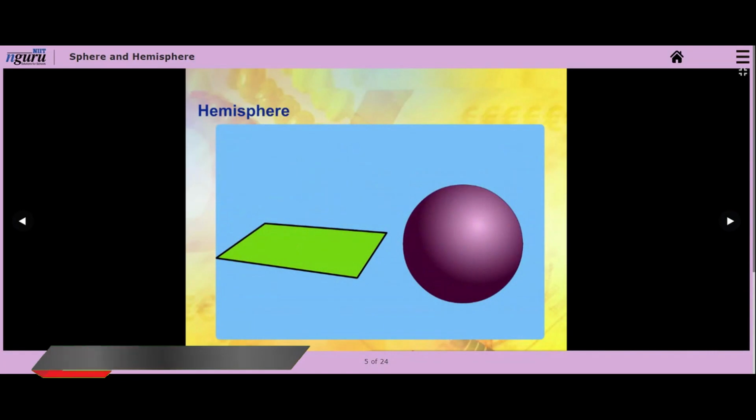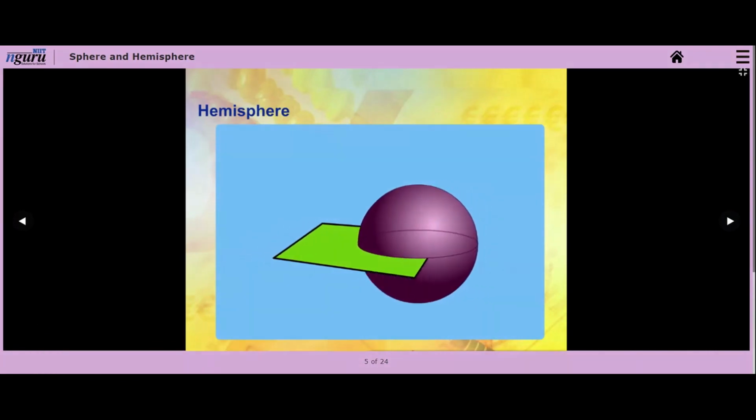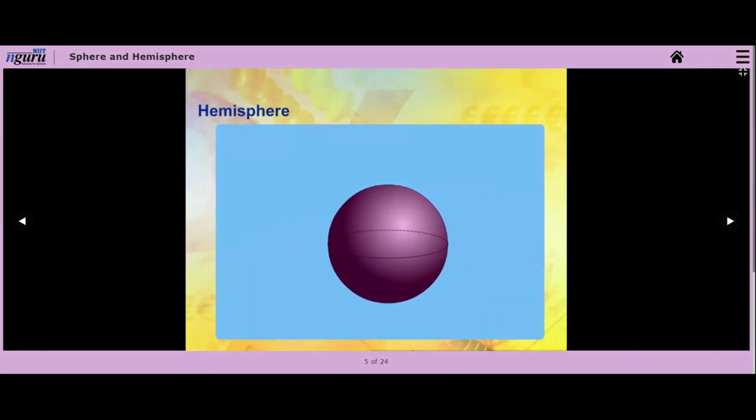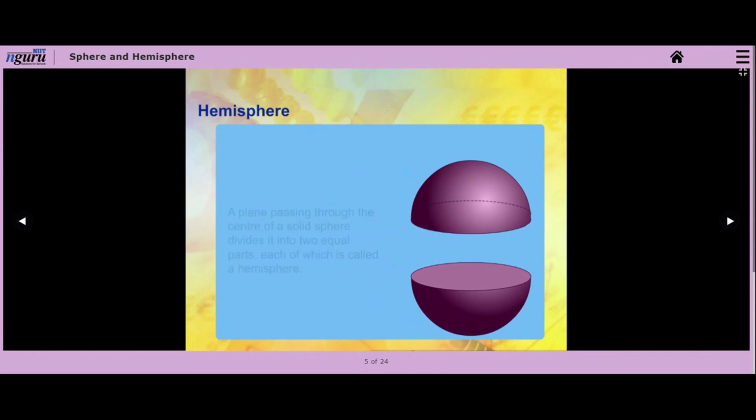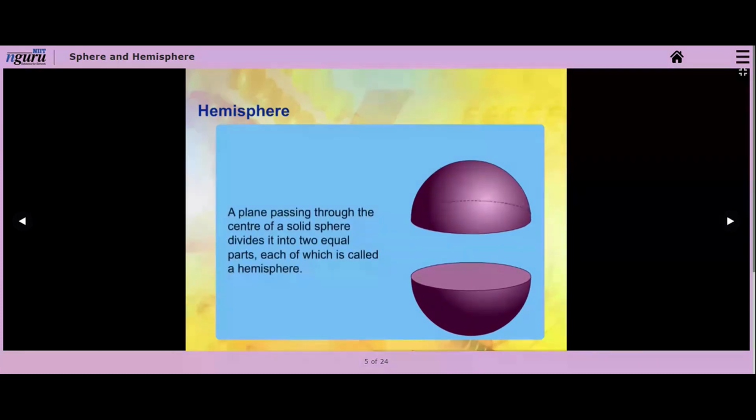Now, consider a sphere and a plane. Cut the sphere with the help of a plane such that it passes through the center of the sphere. Observe that a plane passing through the center of a solid sphere divides it into 2 equal parts, each of which is called a hemisphere.